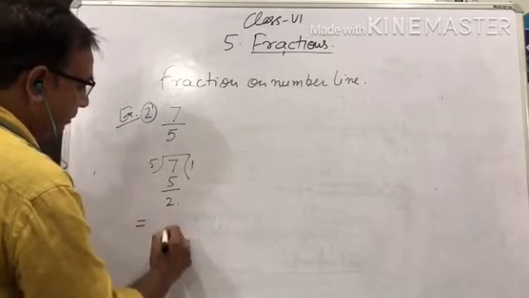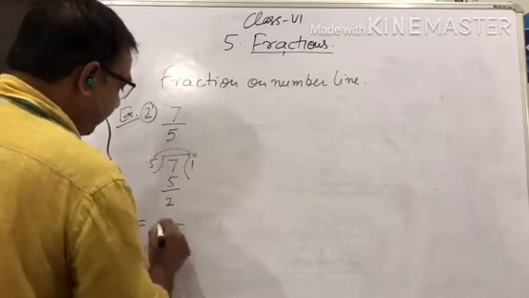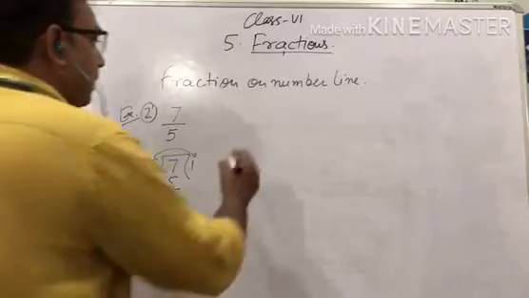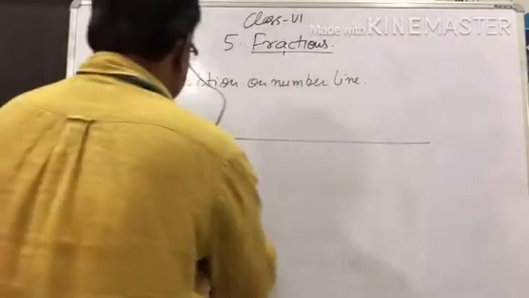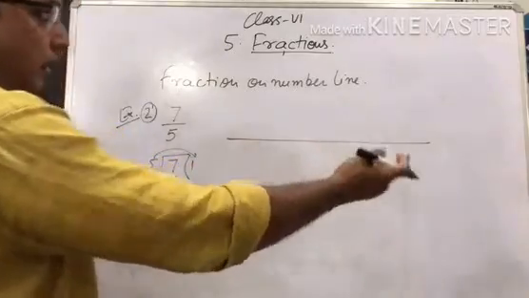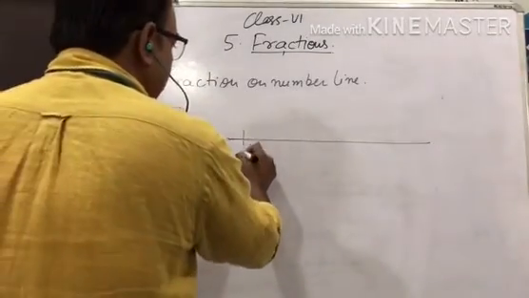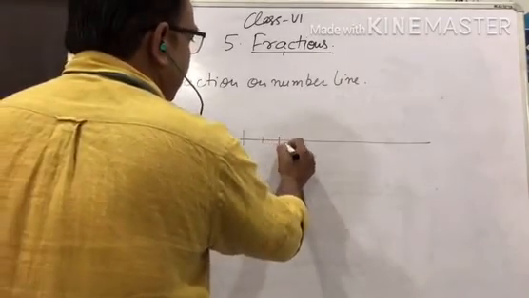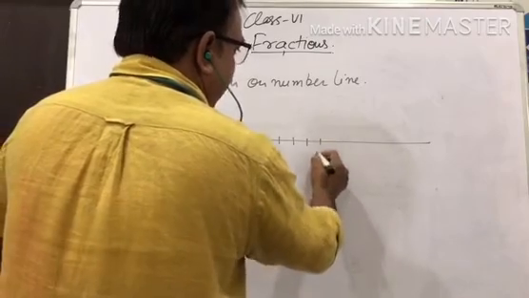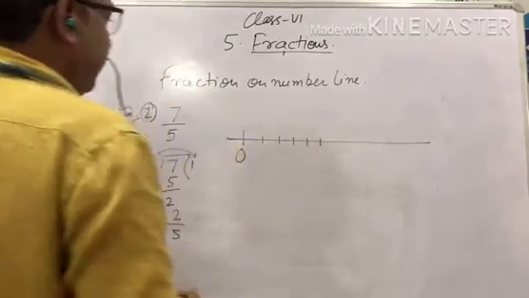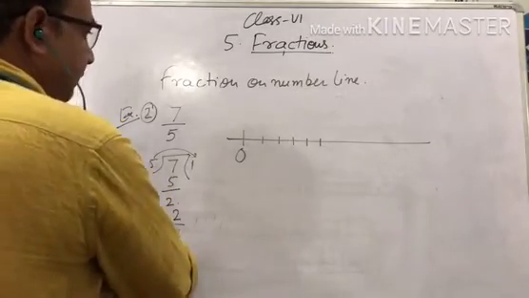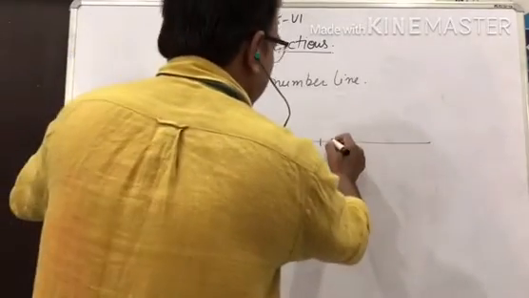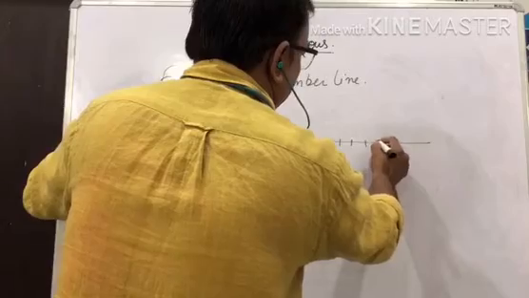And how do we write this number? 5, after that 1, we put here 1 and the remainder over here on top. So it's 1 2 upon 5. So first you make a line, and it is a positive number, so it comes on the right side of the number line. You have to write 0 here, then make 5 equal divisions. 1, 2, 3, 4, 5. Okay, after 5 you have to make 5 again because it is more than 1. So 1, 2, 3, 4, 5.